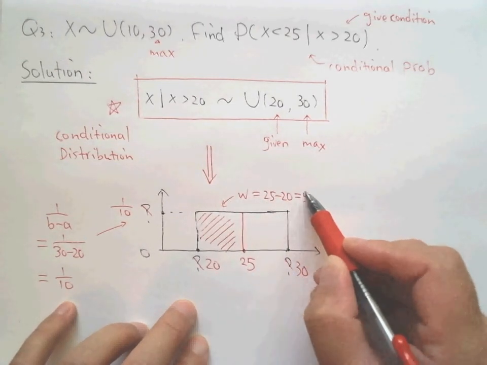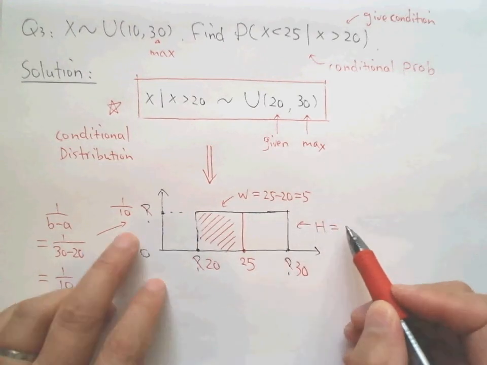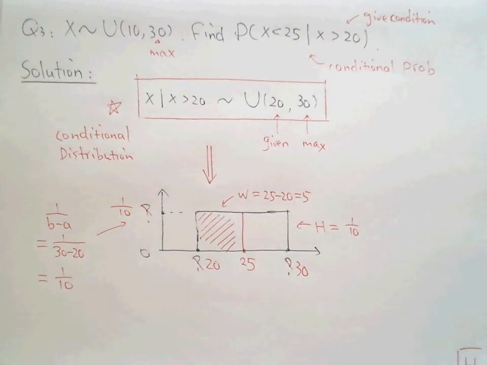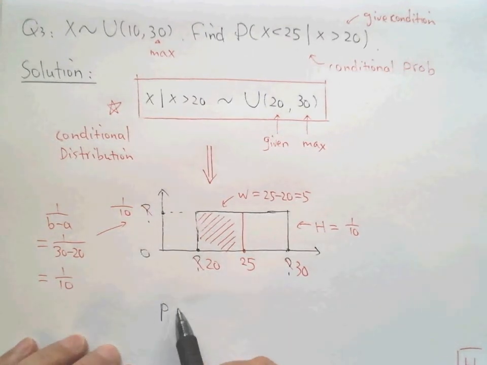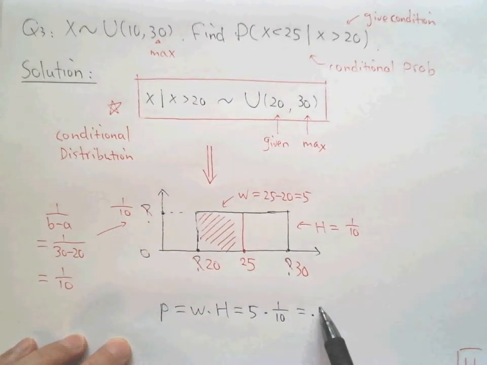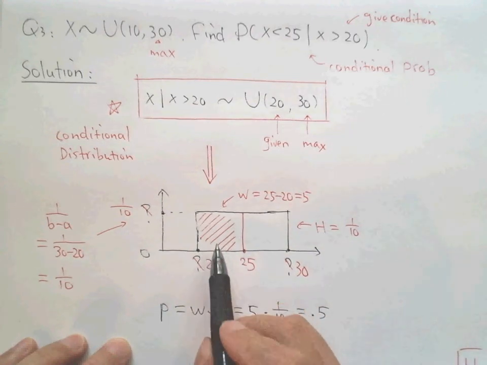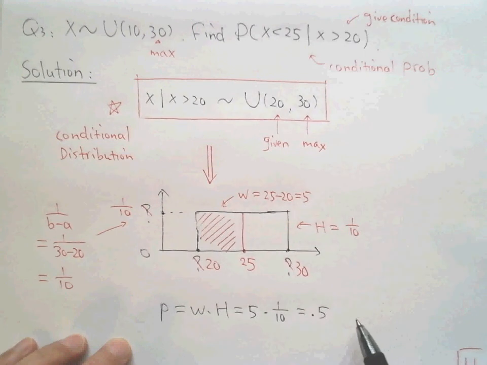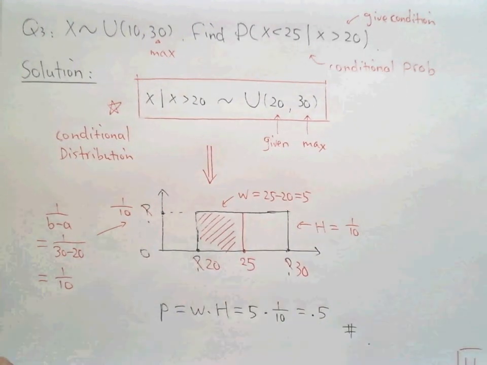The third step: what is the width? The width is 25 minus 20, we get 5. What is the height? The height is the same 1/10. Now you know the probability. The probability is the width times the height. The width is 5 and the height is 1 out of 10, so this is 0.5, 50%. Can we see the left is half, right? Of course, this is 50% of the total area. Yeah, that's all. Thank you.